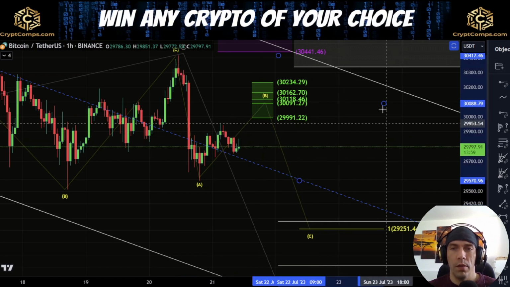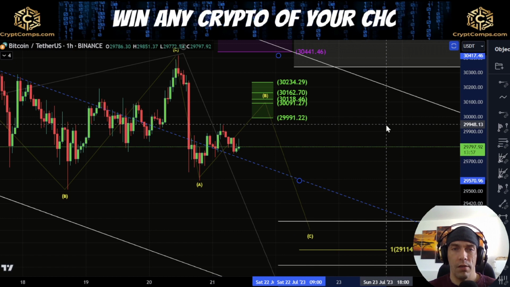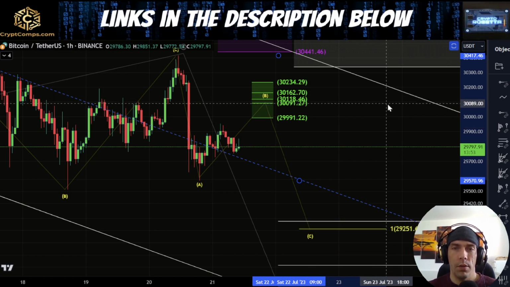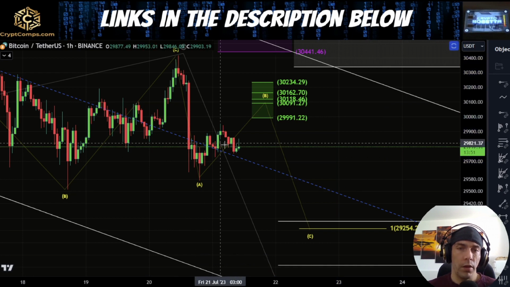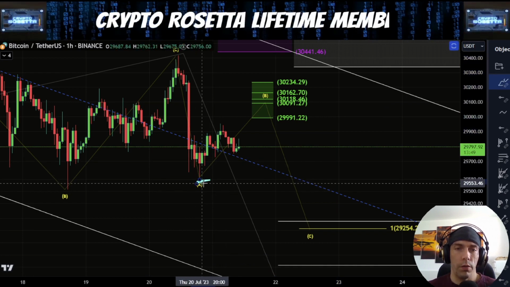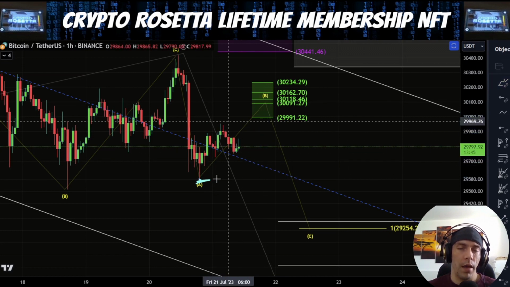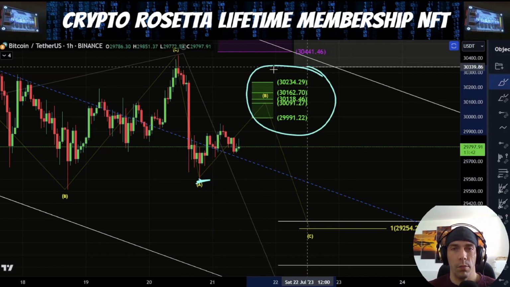Now, it is possible that we could be completed already, in which case our 1-to-1 would actually be here towards this 29,114. So we're gonna have to keep an eye on this level. If we do manage to hold support of this low here, we could see something like this develop, where we form a bigger corrective structure looking to push us up into this zone.